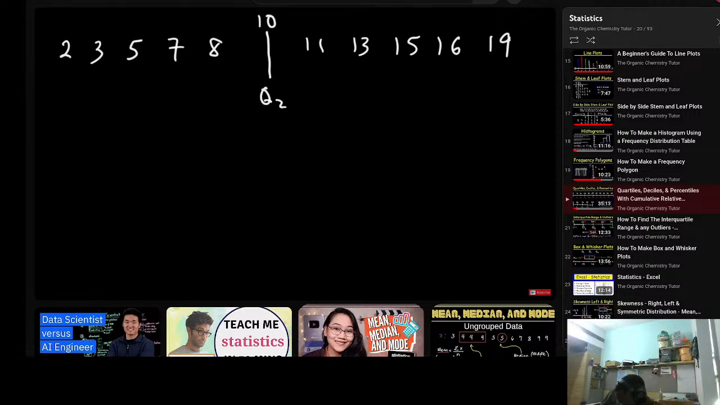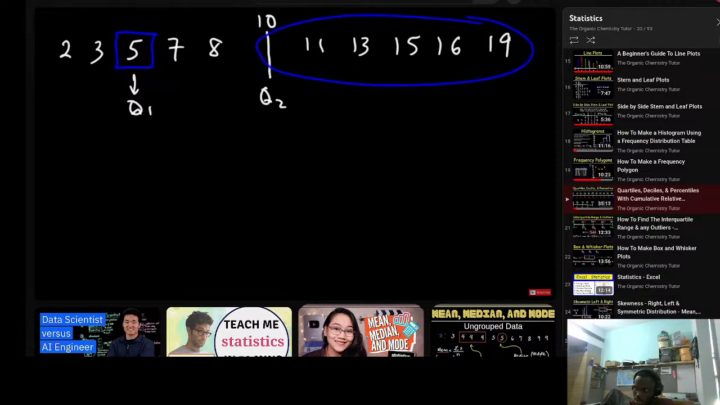Q1 is the median of the lower half of the data set. So Q1 is 5. As you can see, 5 is the middle number of these 5 numbers. Now what about Q3? Q3 is the median of the upper half of the data set. So the middle number is 15. So that is the third quartile.